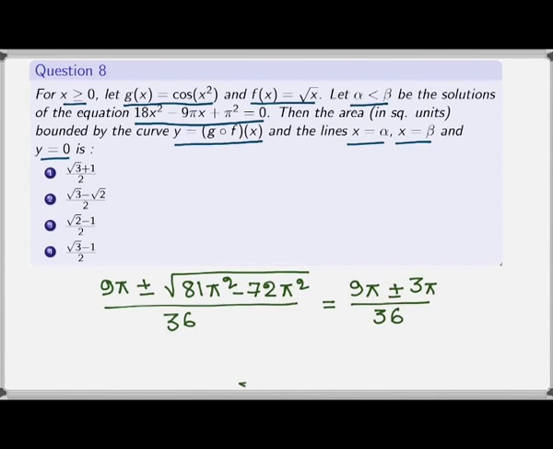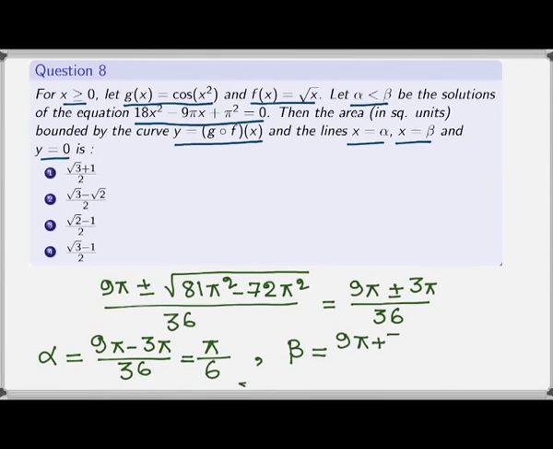Now as we know alpha is strictly less than beta, we can write alpha is equal to 9 pi minus 3 pi divided by 36, which means pi by 6, and beta is 9 pi plus 3 pi divided by 36, which means pi by 3. Now note that the function g compose f of x is nothing but the function cosine of x.